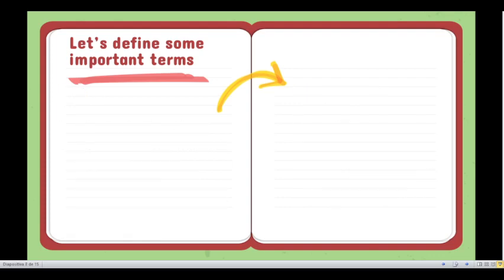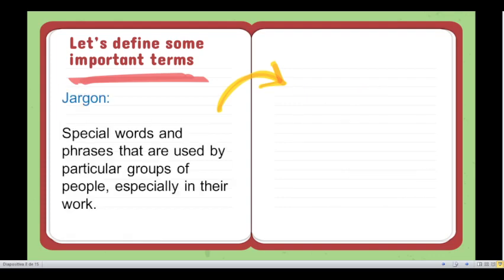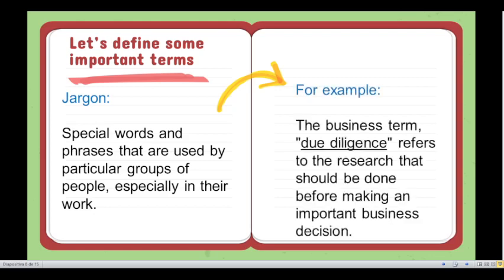The next one, jargon. Special words and phrases that are used by particular groups of people, especially in their work. For example, the business term due diligence refers to the research that should be done before making an important business decision. Excellent, guys, let's continue.